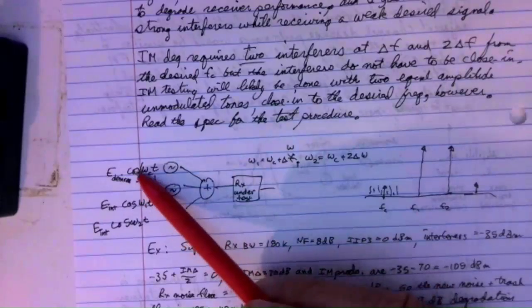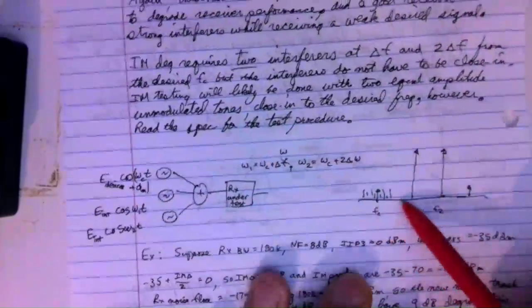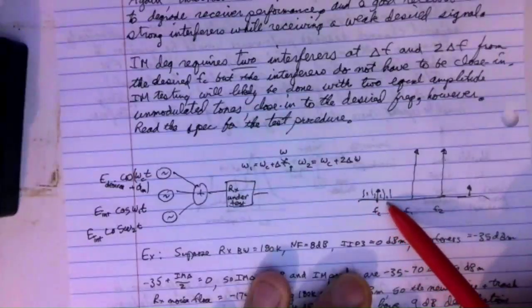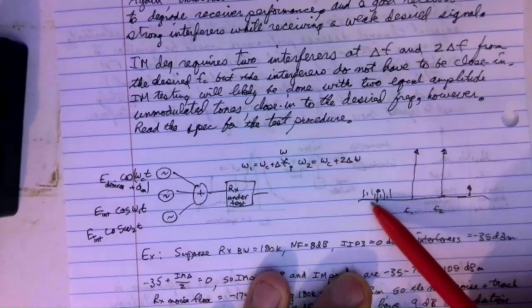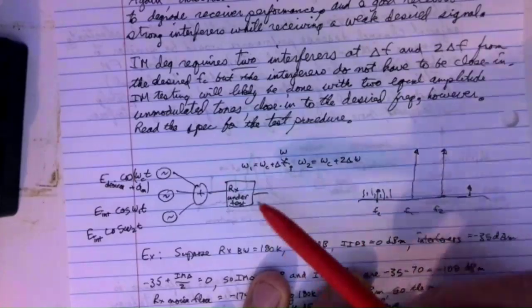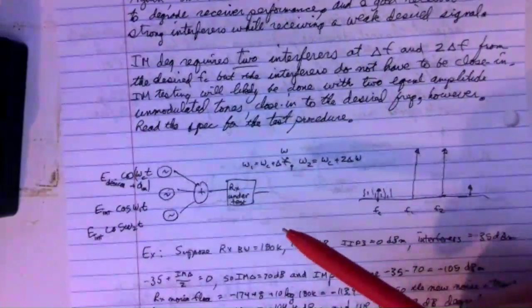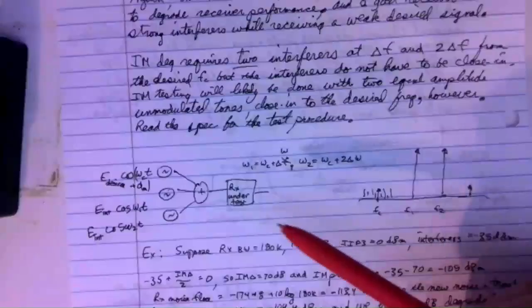So anyway, you've got your desired signal that might look like this in the frequency domain. A lot of little sidebands spread out over 180 kilohertz, let's say, depending on the modulation. That's called for in the spec or the standard.